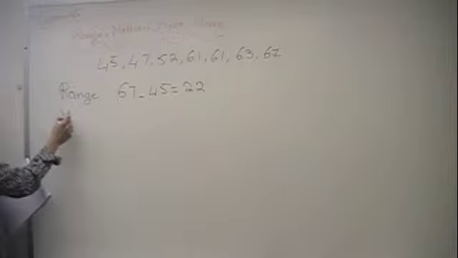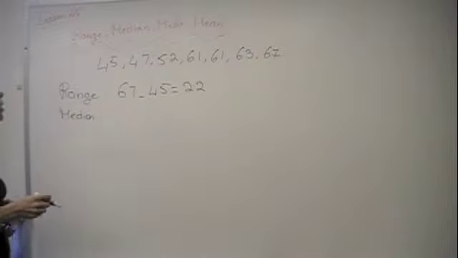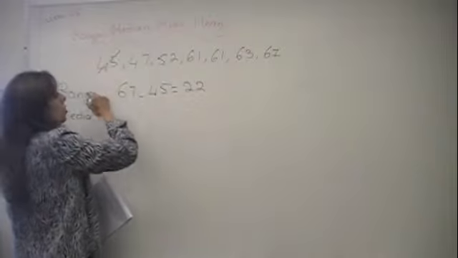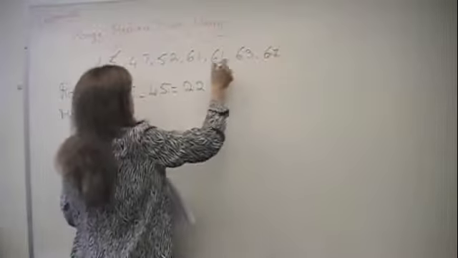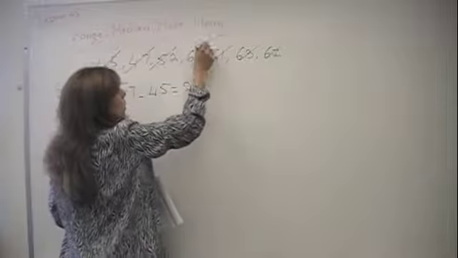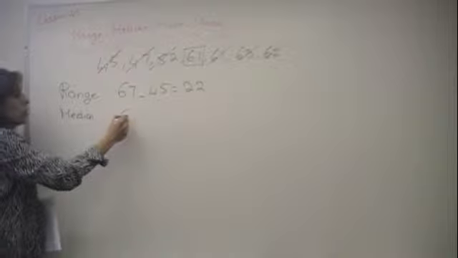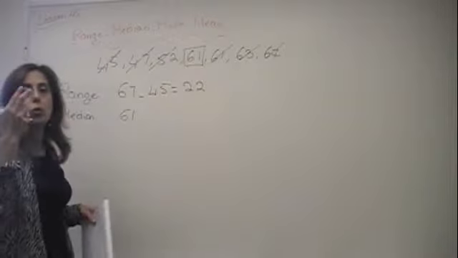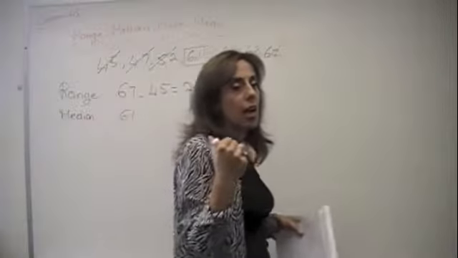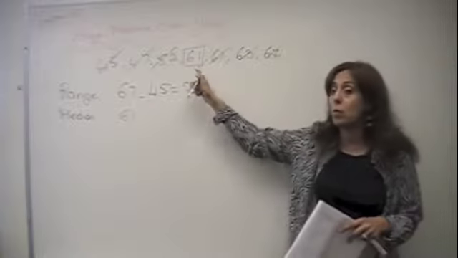The median, which is the middle number. If you cross out one of the least and one of the greatest, least, greatest one, least, greatest one, you will be left with just one number, and that's going to be your median, 61. In this case I have an odd number of numbers, so I end up with just one number in the center.